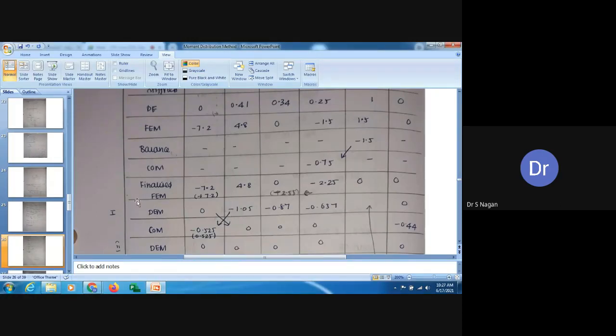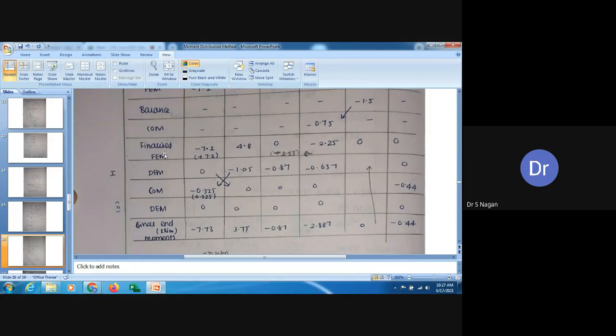And we need to add from this finalized fixed end moment, finalized FEM. So add from this minus 7.20, minus 0.250, and we are getting the final end moment as minus 7.73. Add from here. So please put a tick mark here, as we did in the previous column. Our values from here only should be added, not from the top.